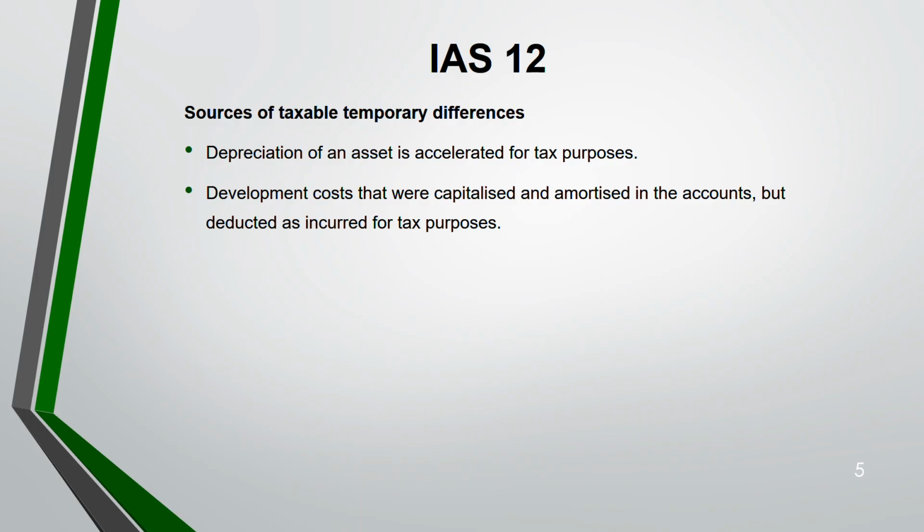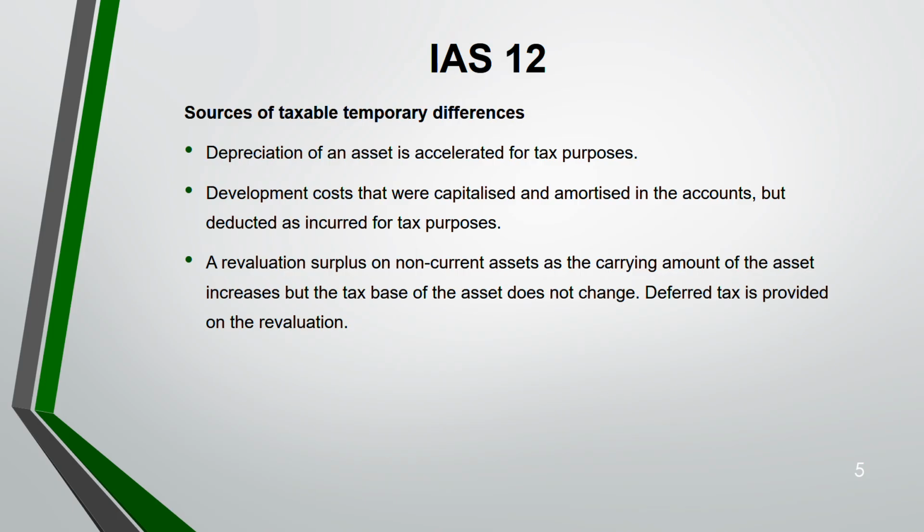Next, development costs that were capitalized and amortized in your accounting records, but are deducted as incurred for tax purposes. What happens? Again, it's a taxable temporary difference. In all these cases, your carrying amount will be more than the tax base. These are examples, and make sure that you know these examples, because in your exam you might be asked one of these. Could be one of these if it's taxable, and if it's deductible, then could be which we are going to cover in the next slide. Could be one of them, because you will not be asked outside of this. If there is any scenario, you will only be asked within this.